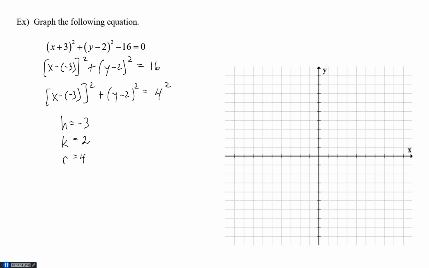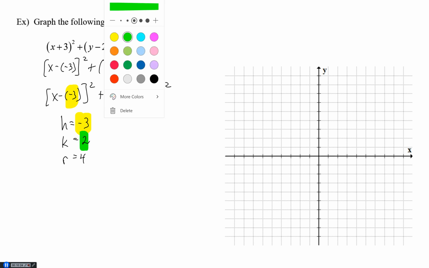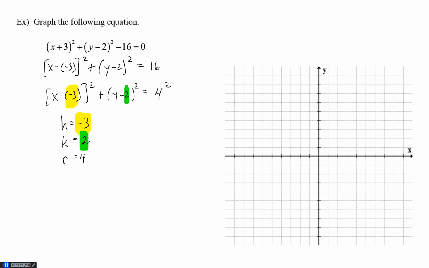So x minus h, this is h, and then y minus k, that's k, and then it should be the radius squared. So what's being squared is 4. So now I can come over here and graph that pretty quickly. So h, k, so I go negative 3, 2, there's the center.